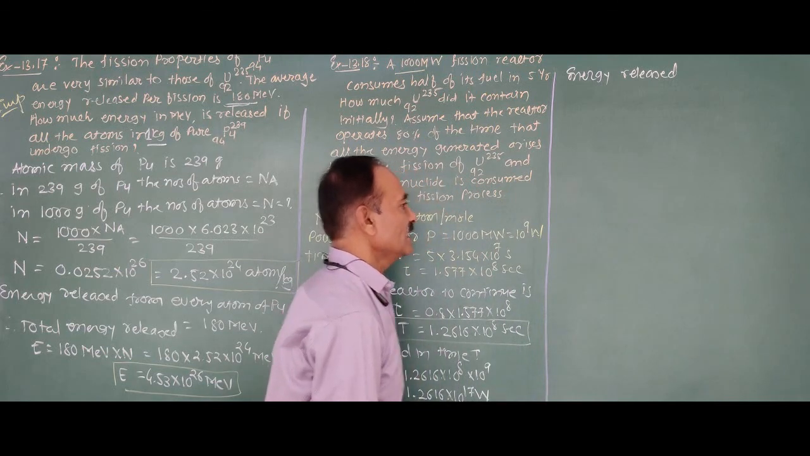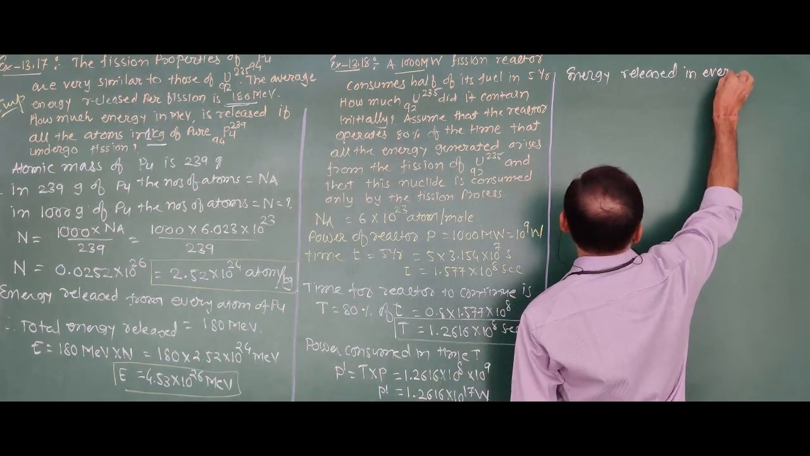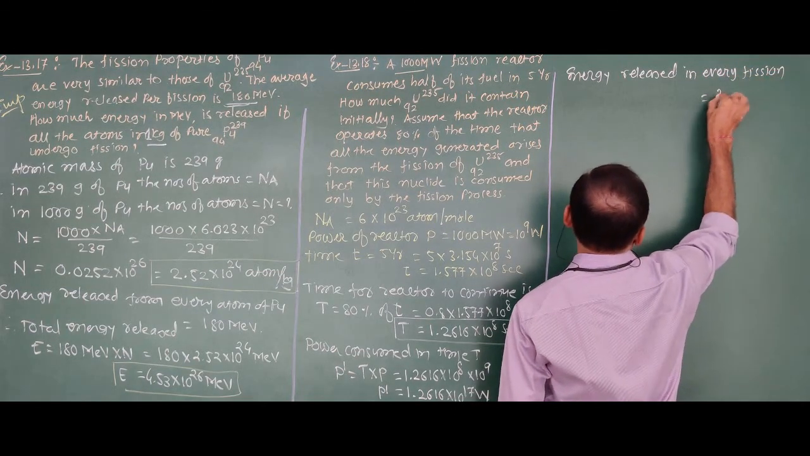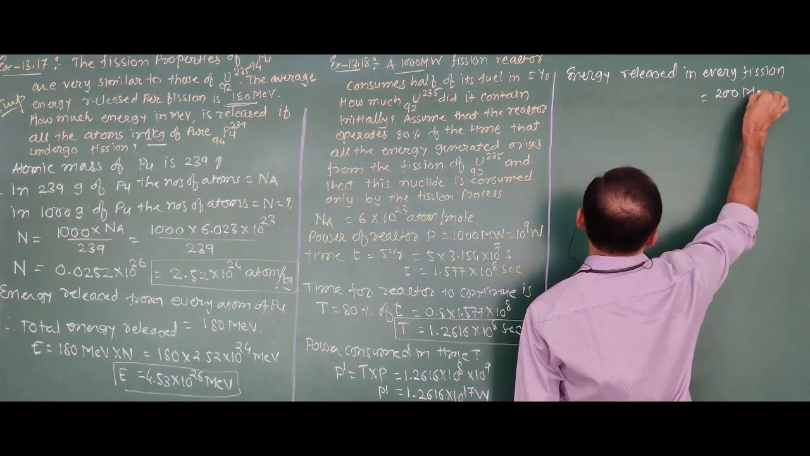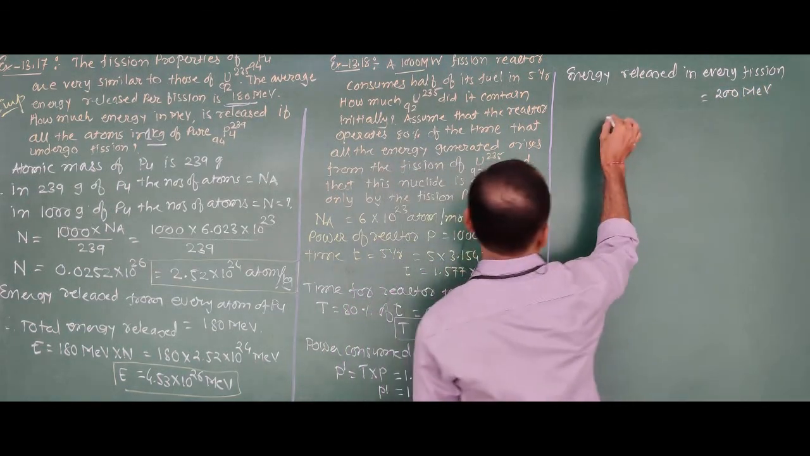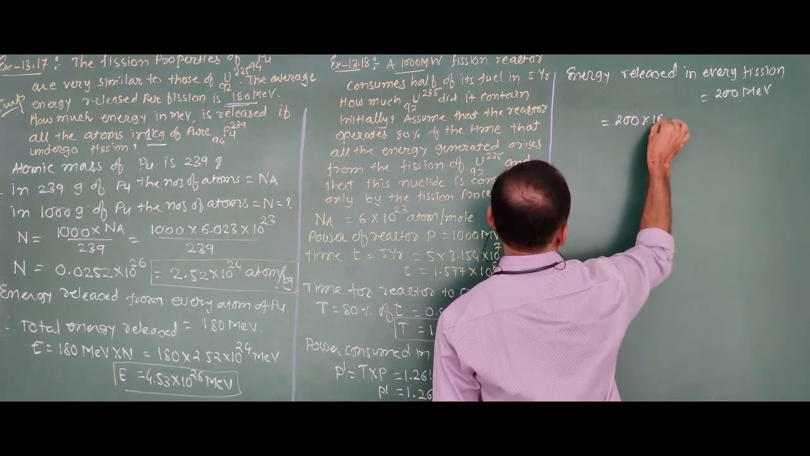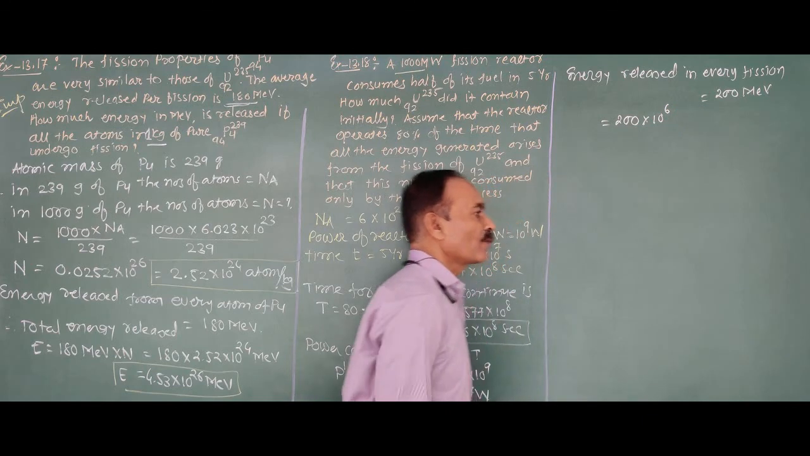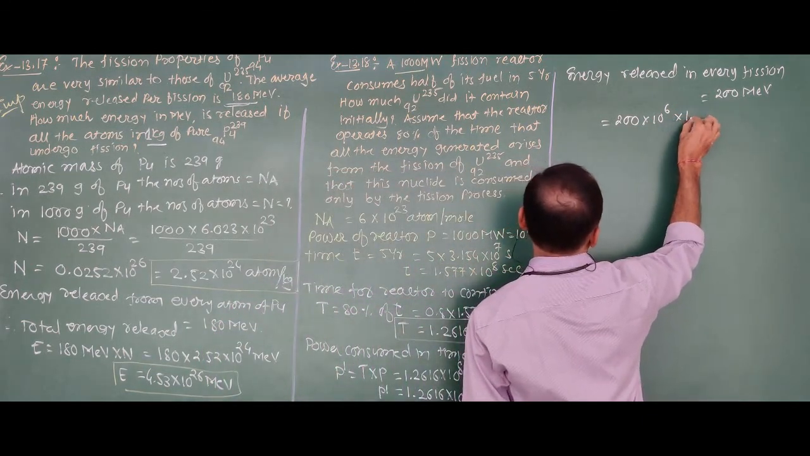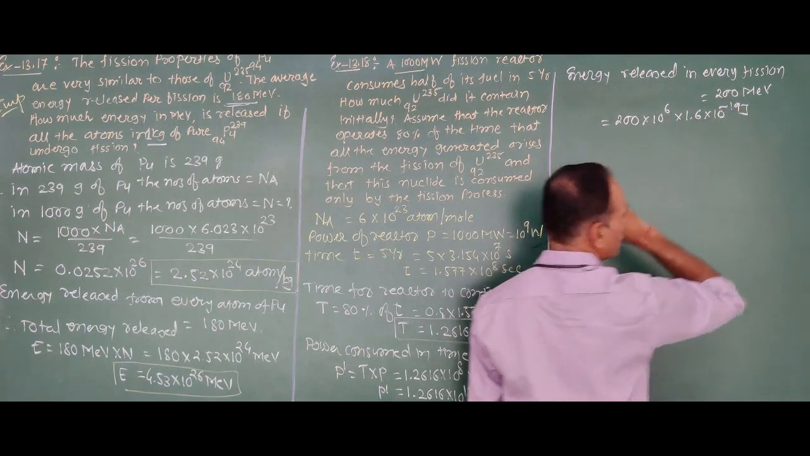Now, energy released in every fission is equal to 200 MeV. Convert it into joules. Therefore, 200 mega means 10 to the 6 electron volt. Convert this electron volt into joule. Therefore, we have to multiply by 1.6 into 10 to the minus 19 joule.